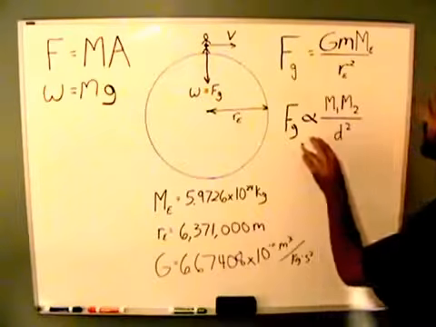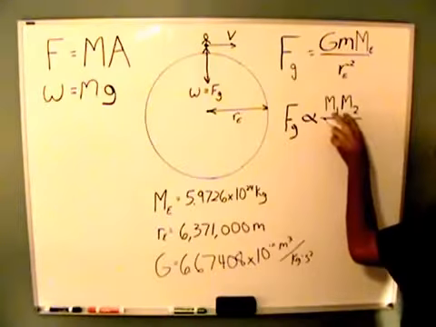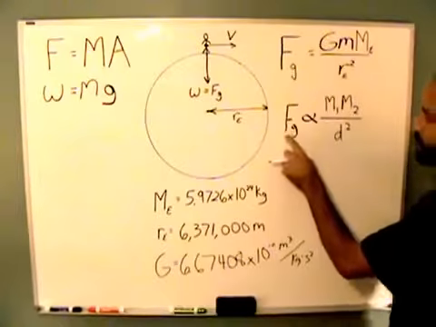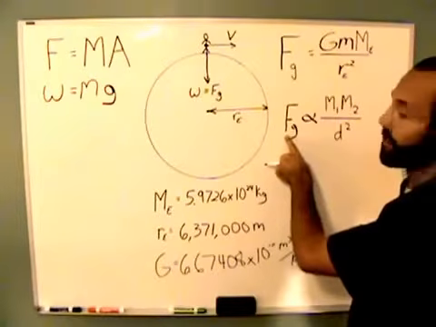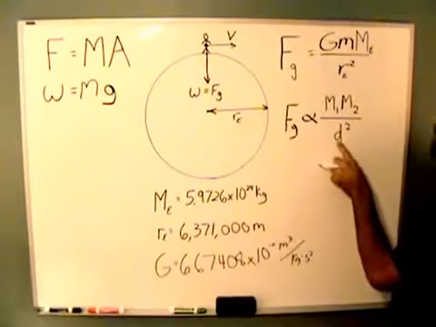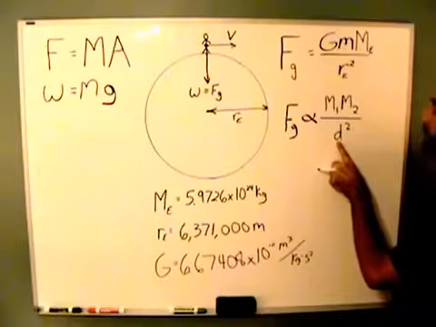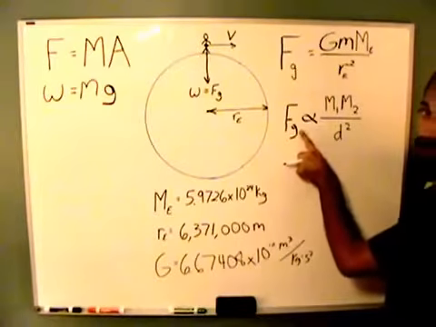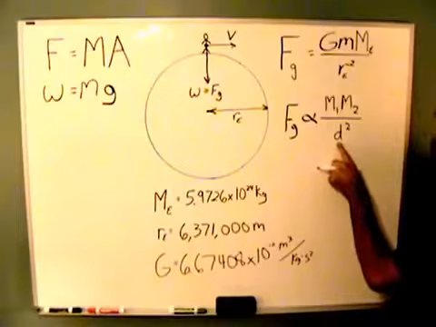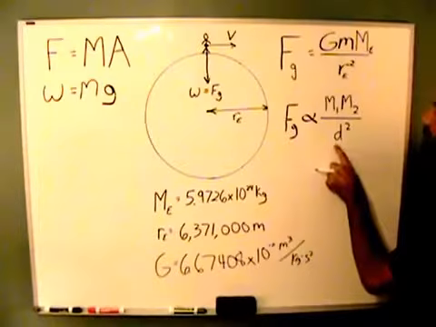So what this means is, if either one of these masses go up, or both of them go up, the force of gravity also goes up. But as the distance between them increases, the force of gravity goes down. And as you can see, this is squared, so distance plays a big part here.